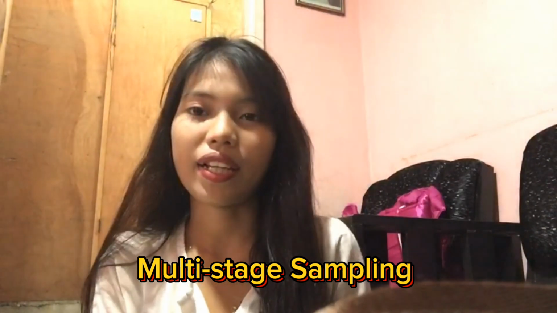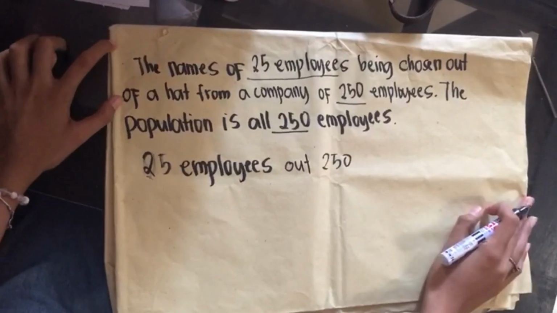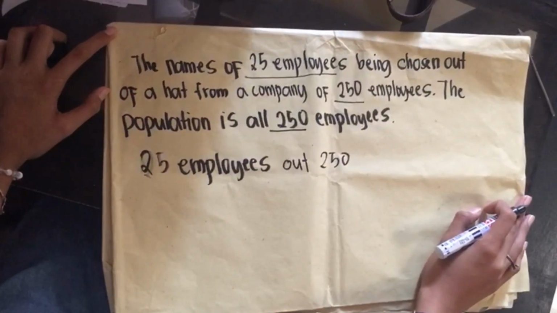Multi-stage sampling uses a combination of different techniques. For example, when selecting respondents for a national election survey, we can use the lottery method first for regions and cities, and we can then use stratified sampling to determine the number of respondents from selected areas and clusters.